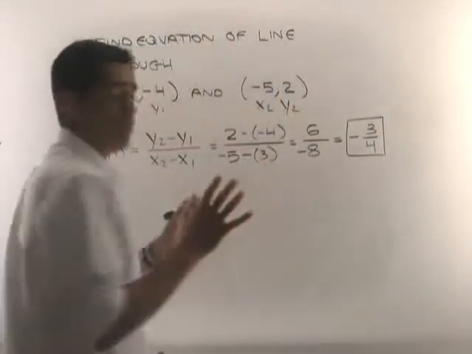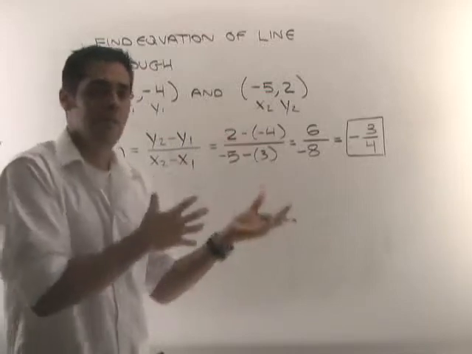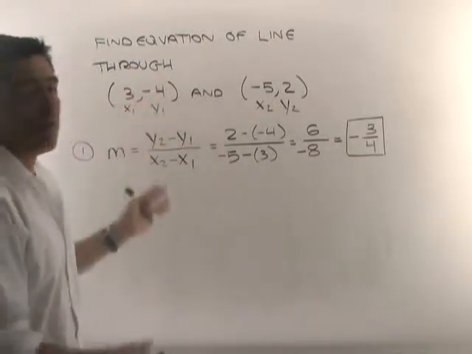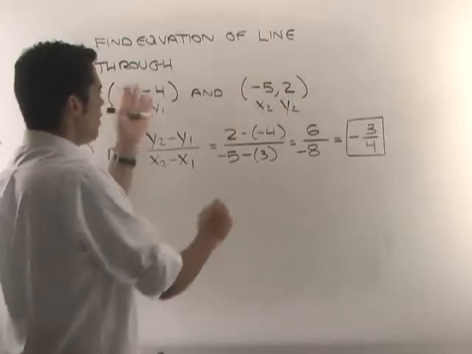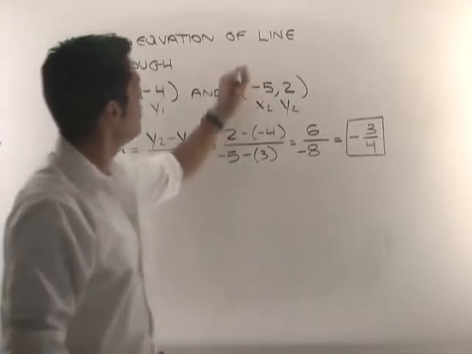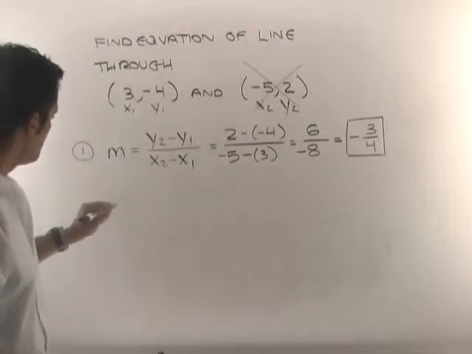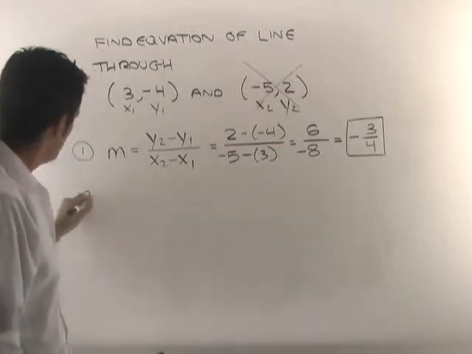Now we're back at the problems that we've done before. We have a slope and we have a point. We actually have 2 points, but we're only going to need 1 now to get the equation. So this I don't need anymore. Now this is step 2.